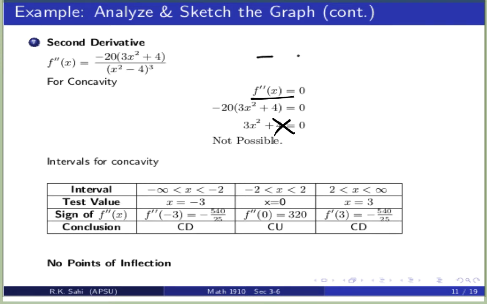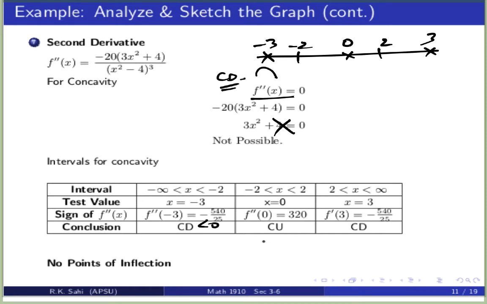So what we do is we have our little number line, minus 2 and 2. Now, I want to know where the concavity is up or concavity down. So we pick some test values: negative 3, 0, and 3. Then we look at the second derivative value at negative 3, we get a negative number. So that means concave down. That's for concavity, guys. F double prime of 0, it's concave up. And I forgot, this is F double prime of 3, it's concave down.